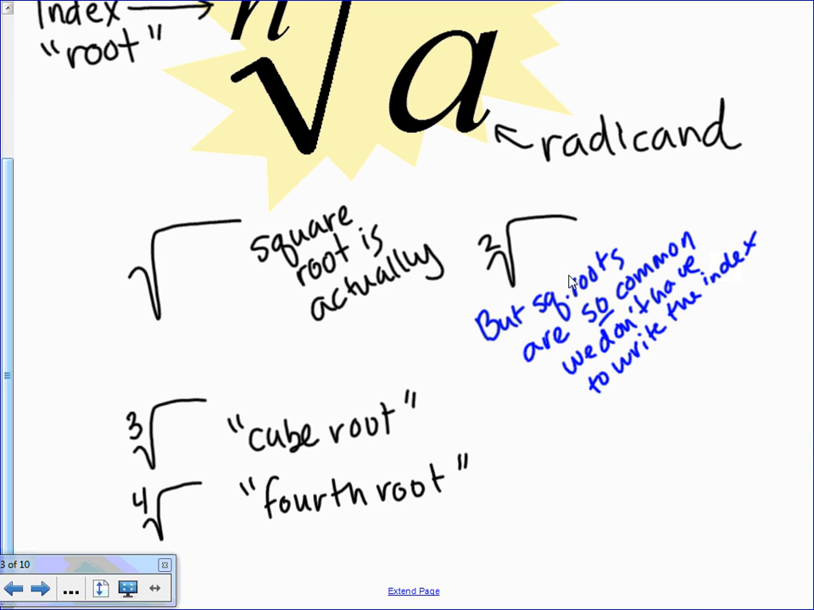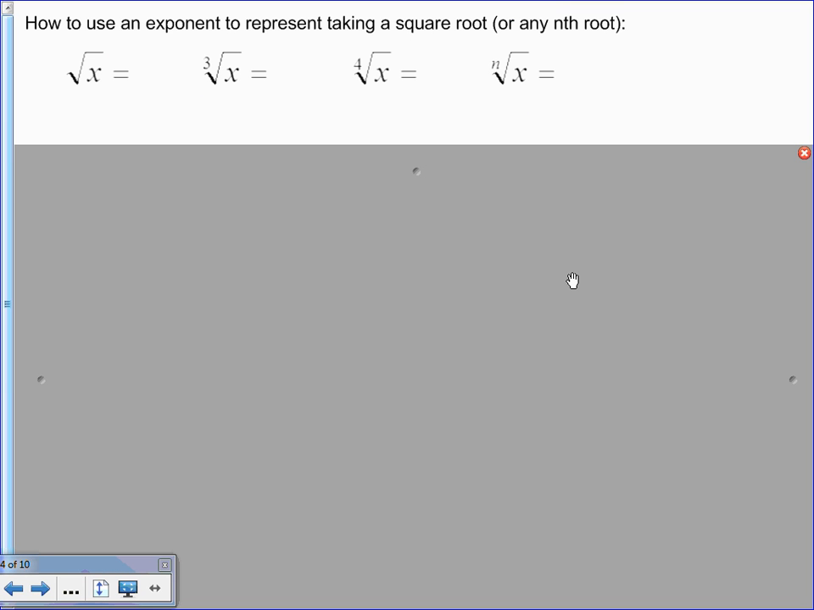Okay. Now, how does the radical root notation relate to this idea of a rational exponent, something that's a ratio or looks like a fraction? That's what we're going to investigate on the next slide. So I have 4 statements at the top of my slide. If you'll copy them into your notes, I've got a square root of x, a cube root of x, a 4th root of x, and an nth root of x.